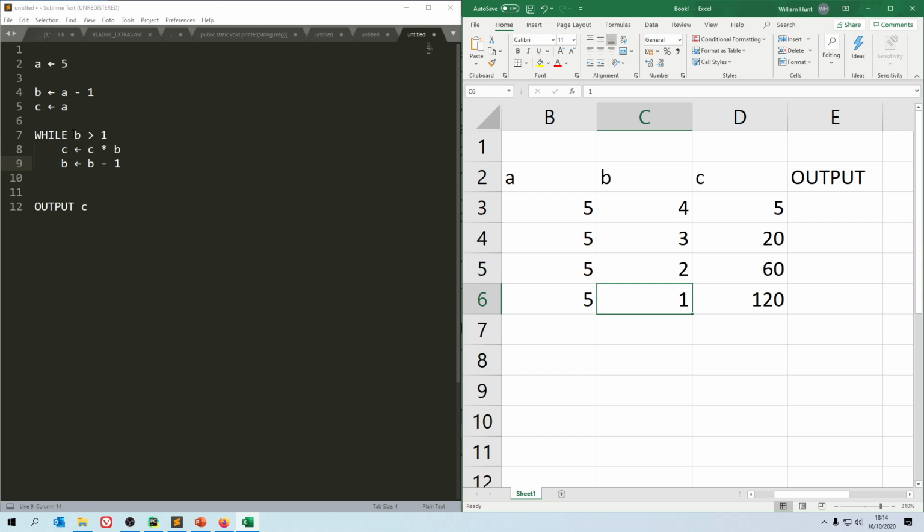Now we go back up one more time, and now we say, is B greater than 1? No, 1 is not greater than 1. 1 is the same as 1, so it's not greater than 1. That means this loop now finishes because we did not meet the condition. We skip over it, and we carry on, and we say output C. Okay, well, the output now is 120.